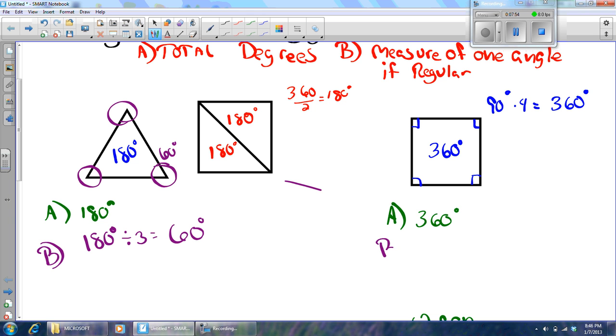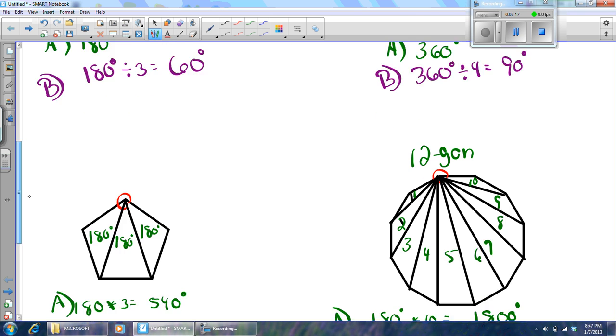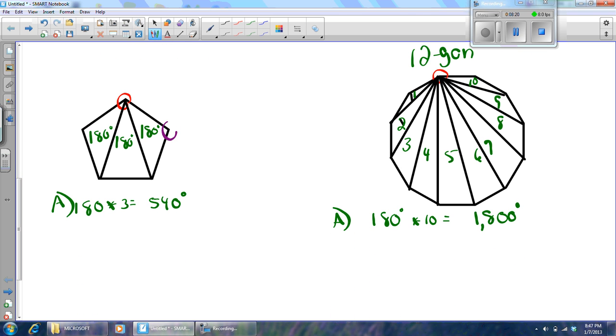Over here on B, same thing. I know you know the answer already, but I'll take the total degrees. I'll divide by how many there are. Looks like there's 4 of them. 1, 2, 3, and 4. I'm going to divide by 4, and I'm going to get 90 degrees. Well, can I find the measure of, say, this angle right here? I sure can. Since the shape is regular, I can take 540 degrees divided by how many angles there are, which would be 5. When I do that, I'm going to get 108 degrees.